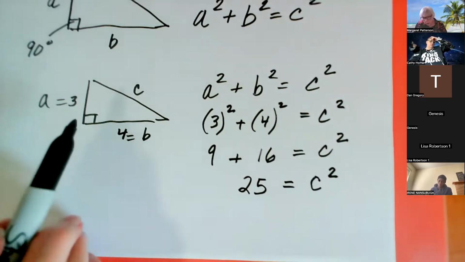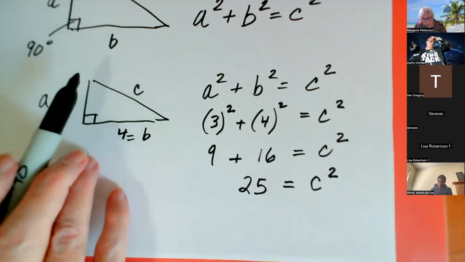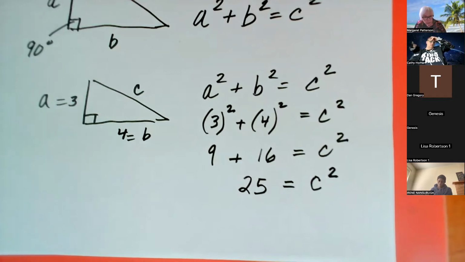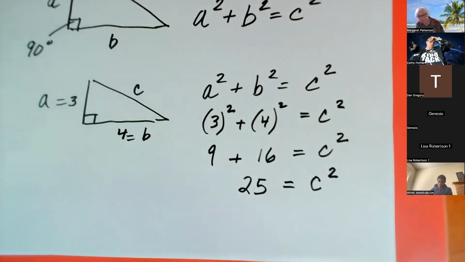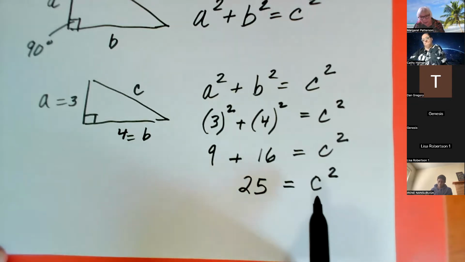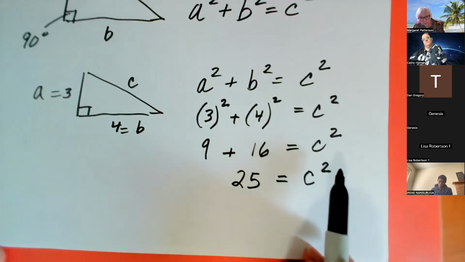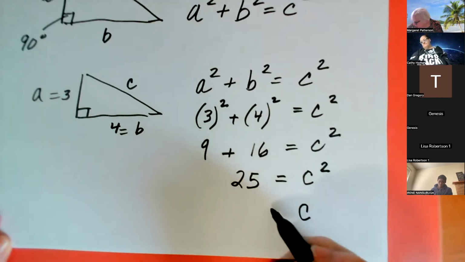Now, does it look like the length of this is 25 units? That would be an awful lot, wouldn't it? See, this one's only 3, this one's only 4. Yeah, that does seem like a lot. It is too much. Now we look at the formula and we realize it's c that's squared, that's 25. And what we really wanted was c.